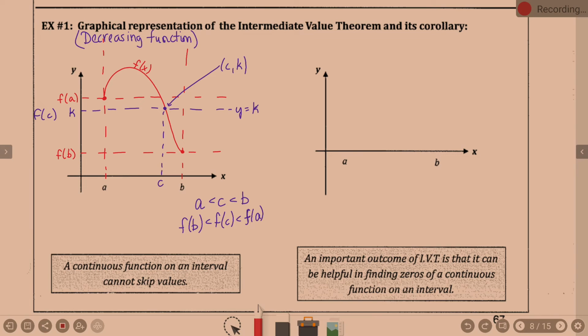And this is going to demonstrate the idea that this theorem is helpful in stating the existence of zeros. Okay? And that's the idea that I'm going to have an increasing one here. I'm going to start below A, and we're going to end above B.